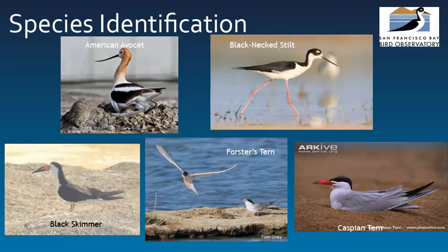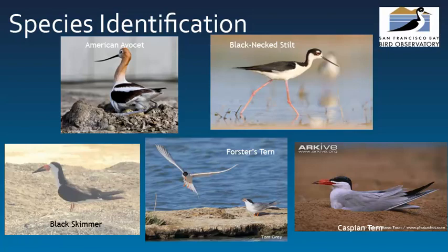The species you will be looking for when filling out these datasheets are American avocets, black-necked stilts, Forster's terns, Caspian terns, and black skimmers. There are key characteristics to look for when identifying each species. American avocets are a large shorebird. They have long legs, a long upturned bill, black and white upper parts, and a rusty or gray neck and head. Black-necked stilts are large shorebirds.